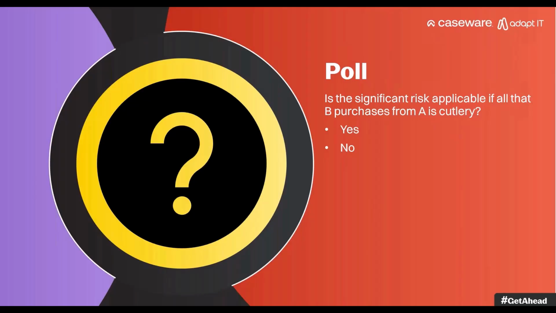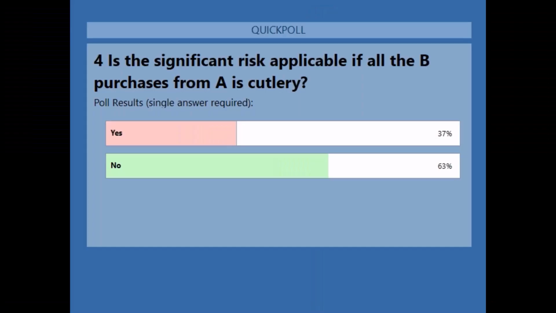Is a significant risk applicable if all that B purchases from A was the cutlery? So B purchased all of A's cutlery, not all of A's furniture and fittings. 63% of you said no. When B is purchasing cutlery from A, that is not a significant risk. And I'm sure if I asked you why, you would have said to me, but it is A's business to sell cutlery. So yes, it is a transaction.